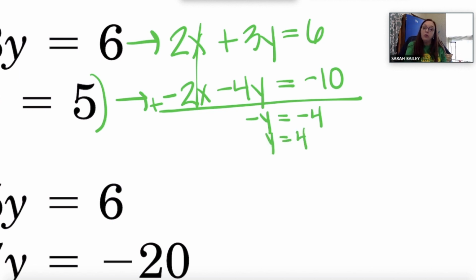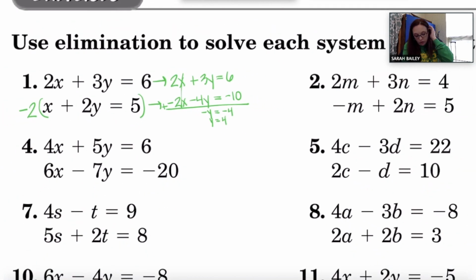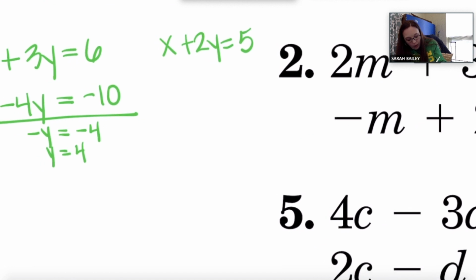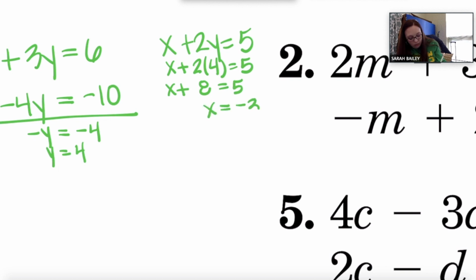So now that I know the value of the y coordinate, I can find the value of the x coordinate, and I can do that just like I did in previous examples. I'm going to use the second equation, x plus 2y equals 5. I'm going to write it over here on the side: x plus 2y equals 5. And then we know that y is 4, so x plus 2 times 4 equals 5. So that'd be x plus 8 equals 5, which means that x is equal to -3.